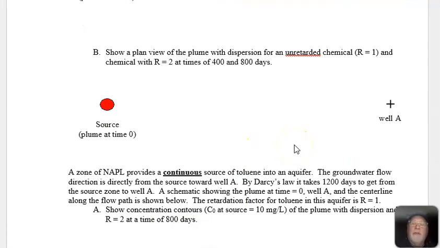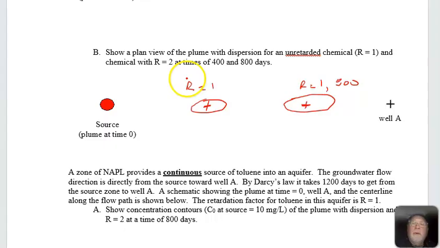Now let's look at it at a couple different times. We're going to look at 2 different plumes. One is unretarded, a retardation factor of 1, at times of 400 and 800 days. Again, this is the same one we've been working with. It takes 1,200 days to get there. So at 400 days, it's about a third. At 800 days, it's about 2/3 of the way there. So the plume is spreading out more as it goes, so it's a little bigger there. This is R equals 1 at 800 days. This one is R equals 1 at 400 days.